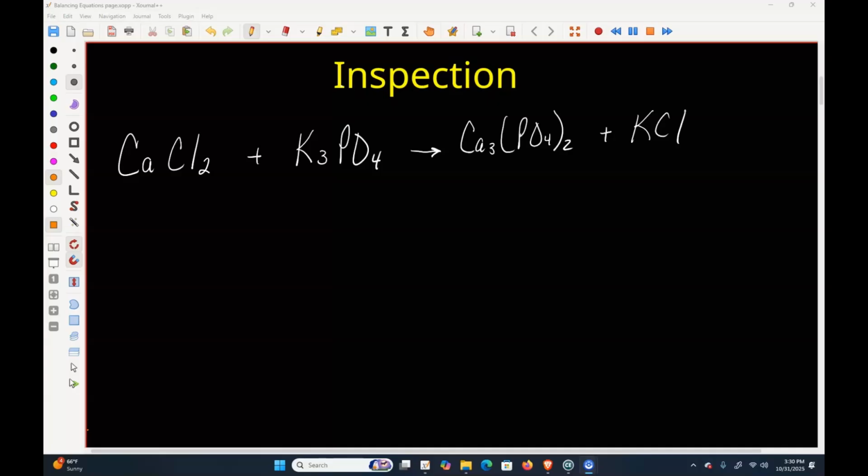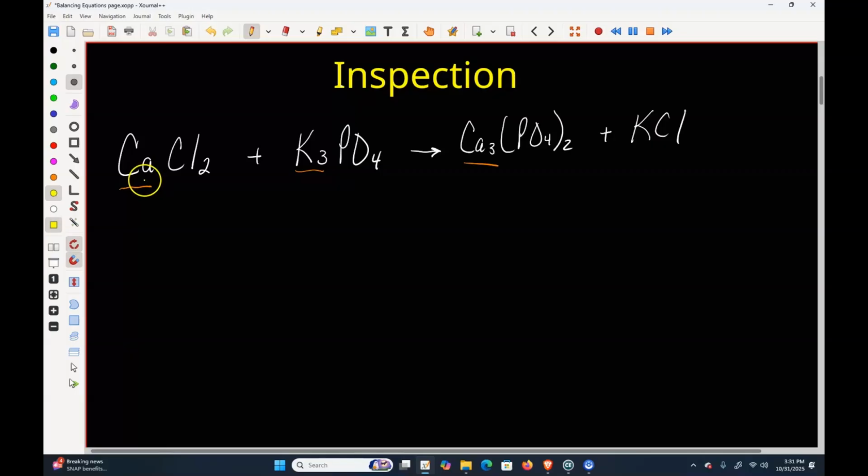To satisfy the law of conservation of matter, matter can neither be created nor destroyed in a chemical reaction. So I need the same number of calciums on both sides of this reaction. Same thing with potassiums, chlorine, and so on and so forth. So what I would suggest doing is to start with something that appears once on either side. Okay, so I would choose either calcium, potassium, phosphorus, any of those. They appear once on either side.